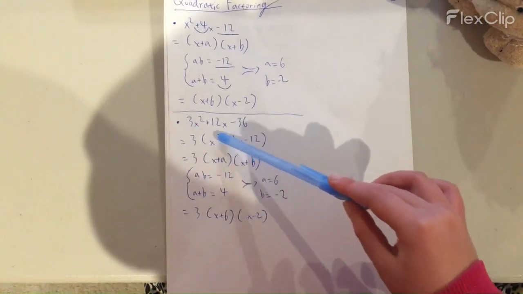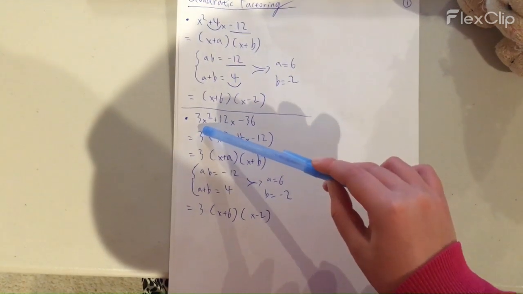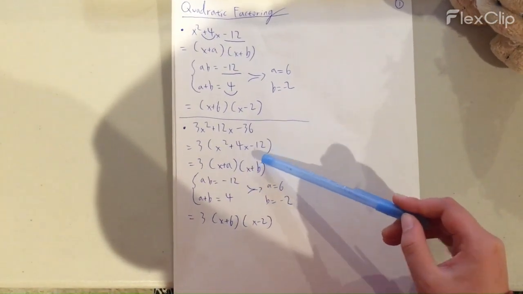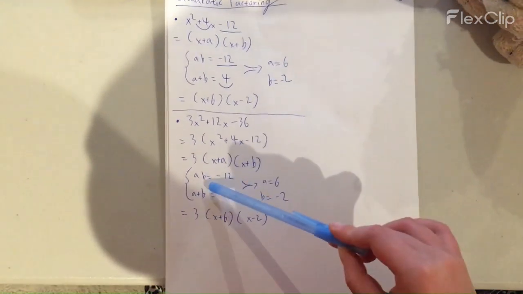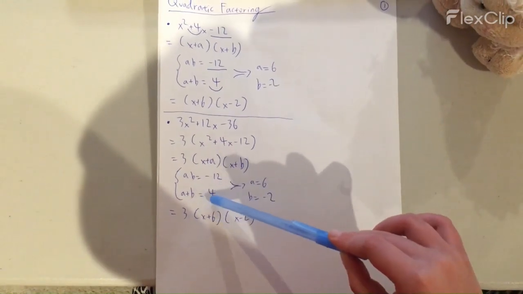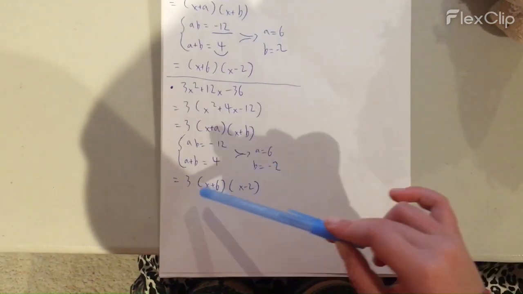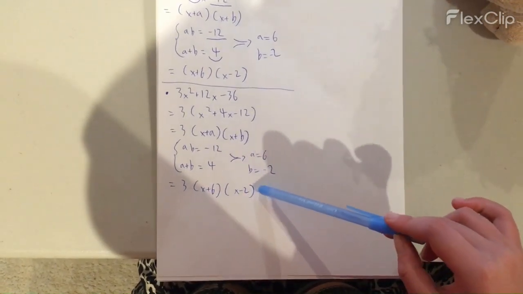Now for this equation, 3x squared plus 12x minus 36, you can factor out the 3 from the equation. So that's 3 times x squared plus 4x minus 12. Now you can solve this part like you did before with this standard equation. A times b equals negative 12 and a plus b equals 4. So a equals 6 and b equals negative 2. So the resulting form is 3 times x plus 6 times x minus 2.